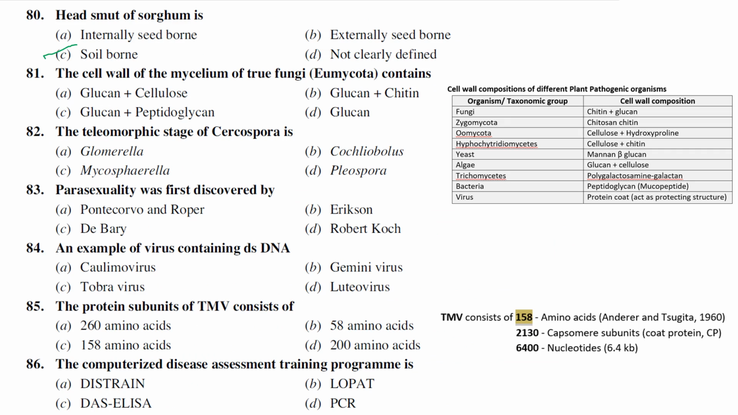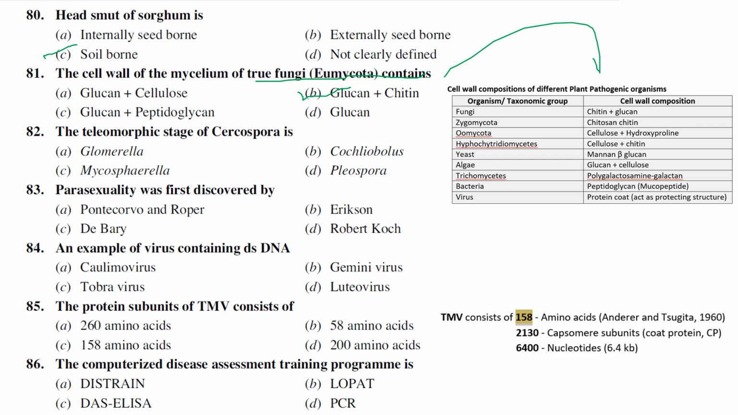The next one is: the cell wall of mycelium of true fungi contains. Generally the fungi contain chitin in their cell wall. Bacteria contain mucopeptides, that is peptidoglycan. Viruses have no cell wall, but the protein coat acts as a protecting structure. Here, the cell wall composition of true fungi: generally chitin and a little amount of glucan also. And there are options like glucan plus cellulose, glucan plus peptidoglycan, and a couple of other things also.